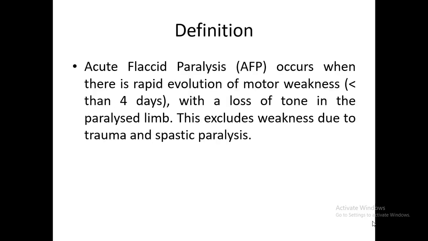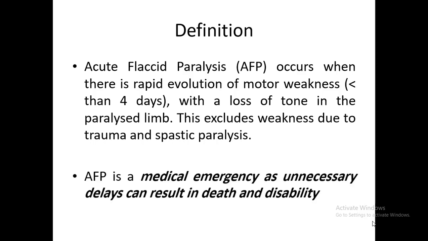The definition of acute flaccid paralysis is a rapid evolution of motor weakness within less than 4 days with a loss of tone in the paralyzed limbs. So there is paralysis and there is hypotonia or flaccidity. And we will exclude trauma and spastic paralysis as causes of weakness. It is a medical emergency.